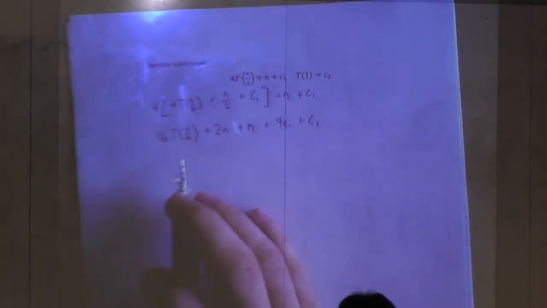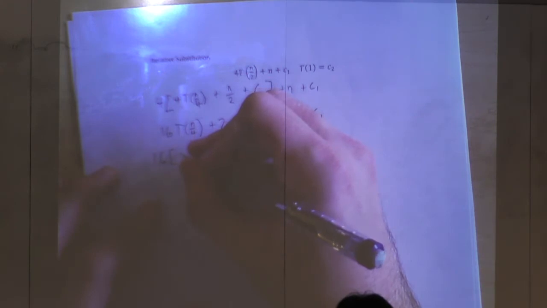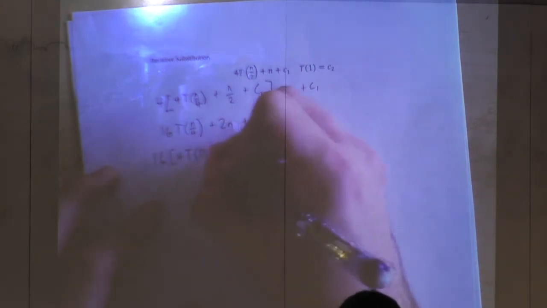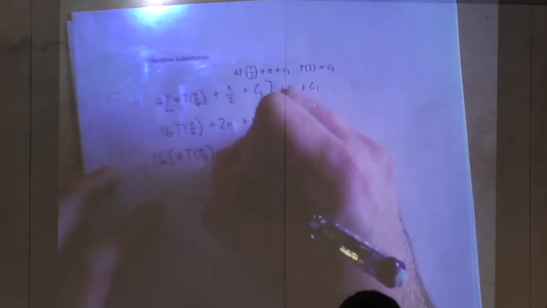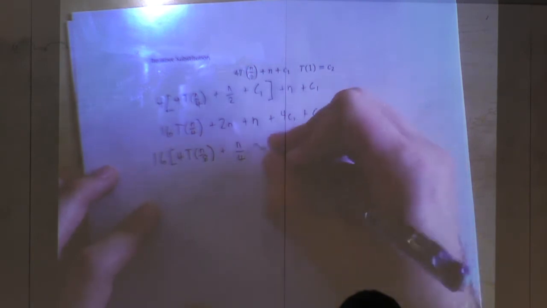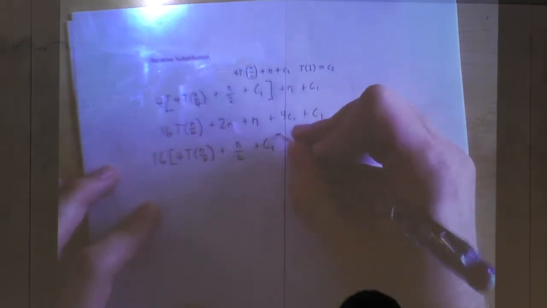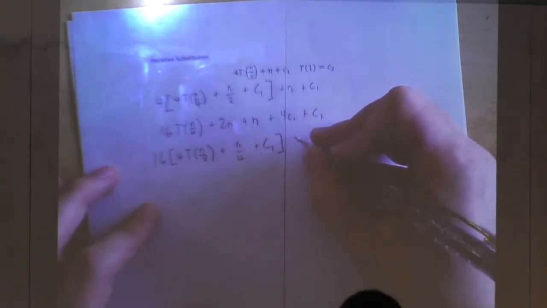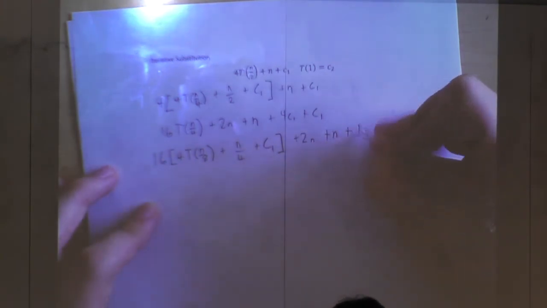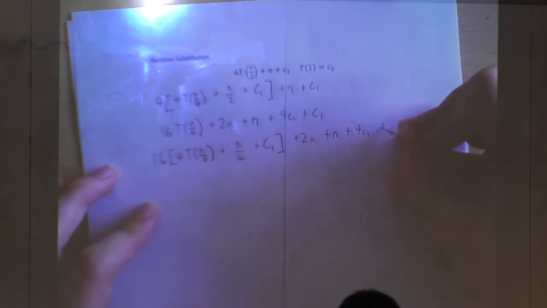Okay, so now we're going to take t of n over 4, and we're going to try to figure out what t of n over 4 is. So we're going to have 16 times t of n over 4. So what's t of n over 4? That's going to be 4t of n over 8, and then plus n over 4 plus c1. And then we're going to have plus 2n plus n plus 4c1 plus c1.